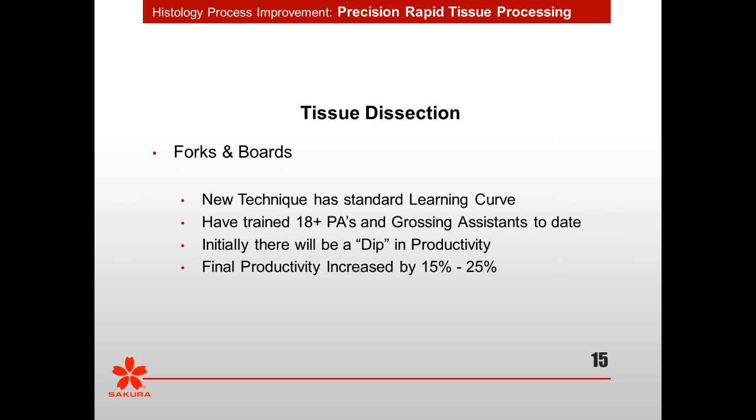So forks and boards, when you start asking in the grossing room for people to start using the forks and boards, it is a new technique, and it has a standard learning curve. If you have more than one person, you're going to have different learning curves. We've trained 18+ PAs and grossing assistants to date. Initially, there's always a dip in productivity, and that happens whether it's with your PA, with your histotech, with anybody in your process. If you introduce a new technique, you're going to see a little bit of a dip until they become comfortable, proficient, and hopefully then move to competent in that. Your final productivity gain can be as much as 15 to 25%, because when you start using the forks appropriately, you can more quickly, even with your precision, gross dissect certain tissues.